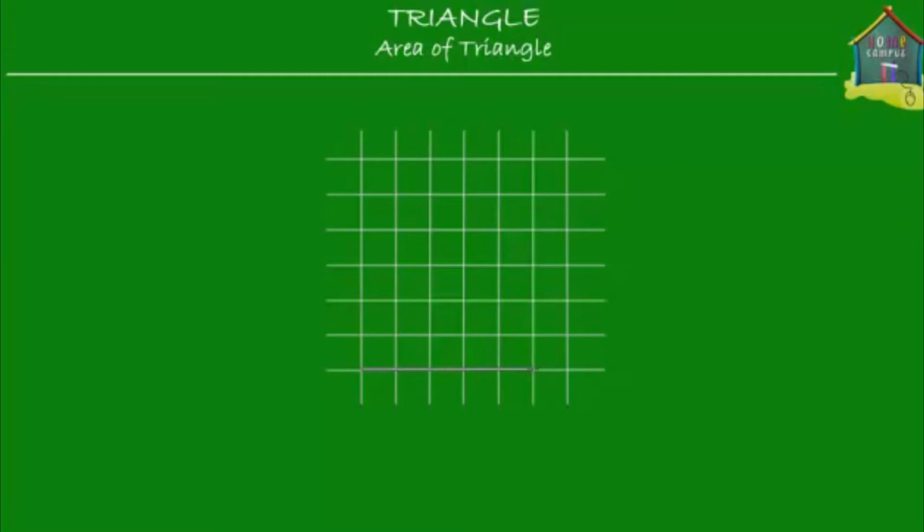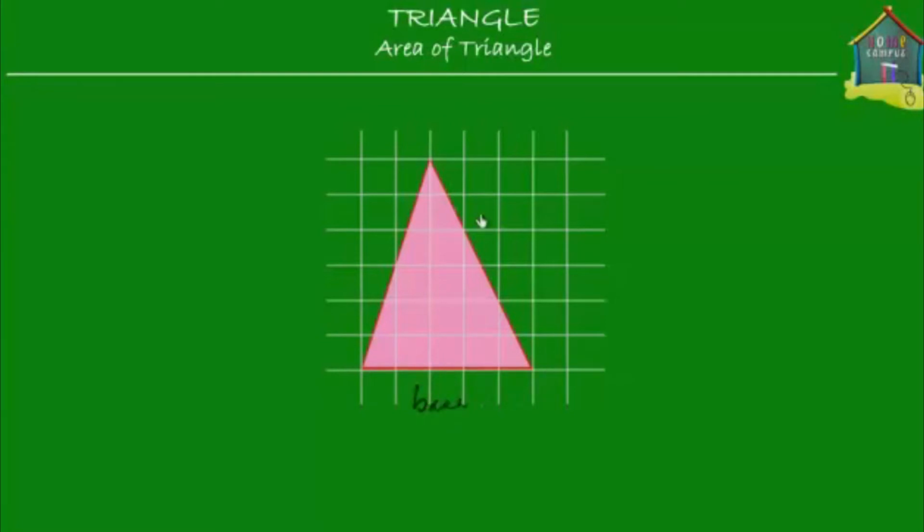Say this is the base of the triangle. It's quite light, so I'll draw it again. So here is the base, and these are the other two sides. Also, let's fill in some color. Now, this I know is my base. I'll write that down. This is the base, and the height of this triangle is this line, from here to here. This is the height.